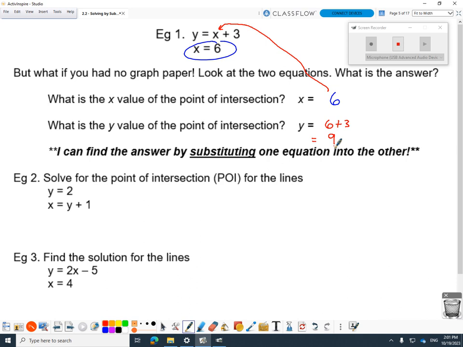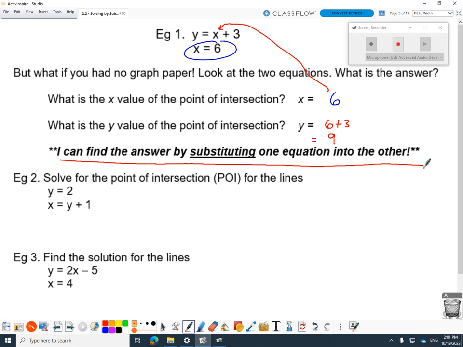Could you just do that, though? Or not for all? Not necessarily for all of them. Yeah, wait for me to do some other examples. This one's set up to do it. So I can find the answer by substituting one equation into the other. This method is called solving by substitution. You're just putting the equations together.